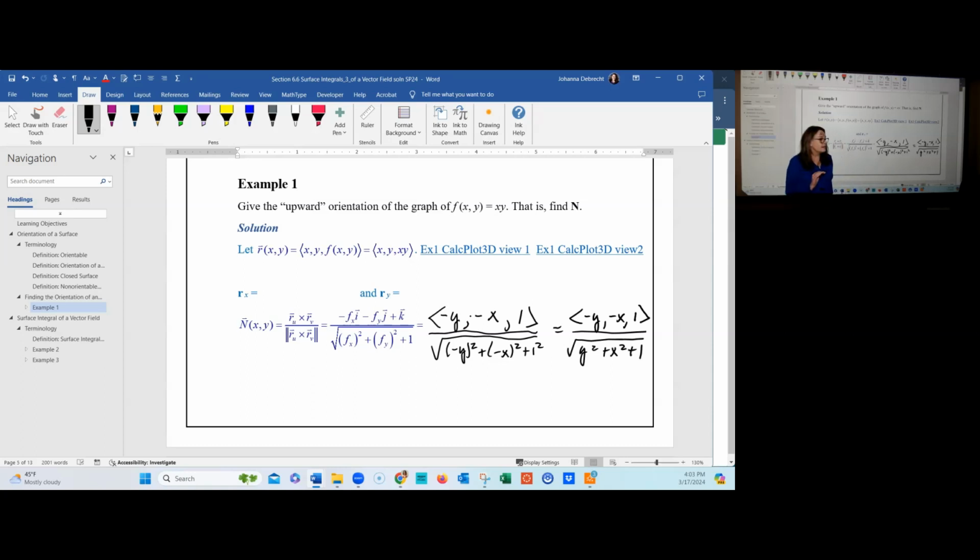Now that I have this, I need to be sure that at a point on the surface this is actually pointing generally upward. That's our positive orientation. How can I find a point that's on the surface? Well, pick your x and y values and compute the value of z. I believe I chose x to be 1 and y to be 1, so that f of 1, 1 turns out to be 1. So the point 1, 1, 1 should be on my surface.